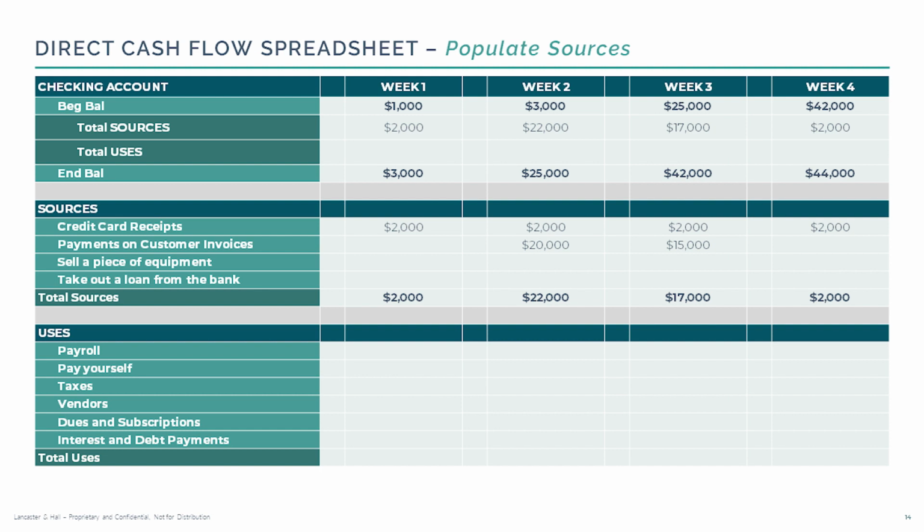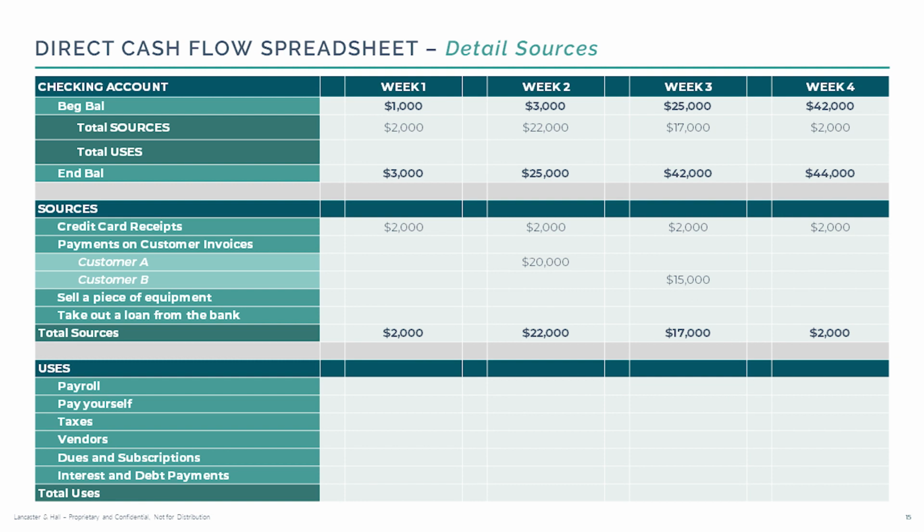Then we're going to detail this out a little more. For invoices, we want to see specific customers because these are big checks that are going to come in. So we're going to detail those out. We have customer A. We expect them to pay their bill on week 2. Customer B, we're going to deposit their check on week 3. Everyone's following so far? Any questions so far?